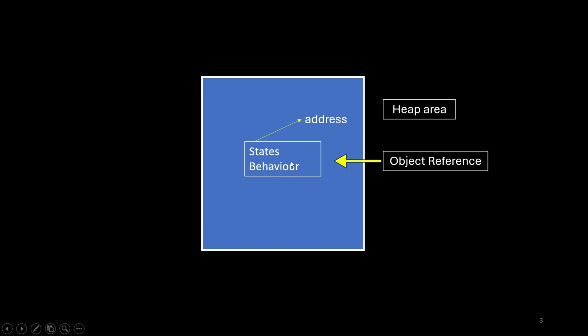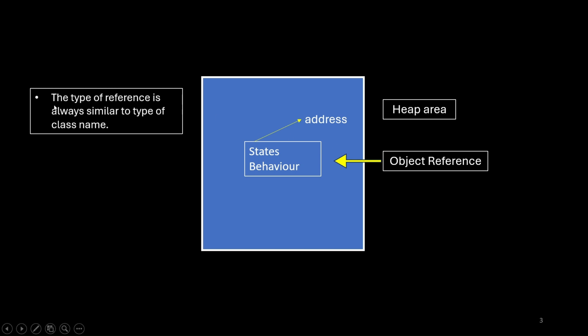Your method, what your method does, is a behavior. Whenever the variables and methods are created, one address is created inside the heap area, and those states and behavior are called an object reference. That address is the object reference, and the object reference is always of the type of the class. So the type of reference is always the same as the class name. If your class is Marker, your reference type is Marker type.